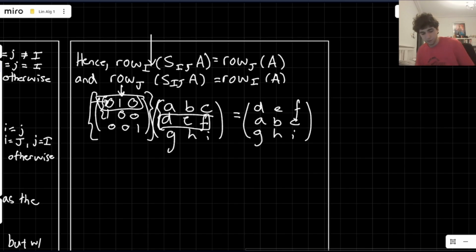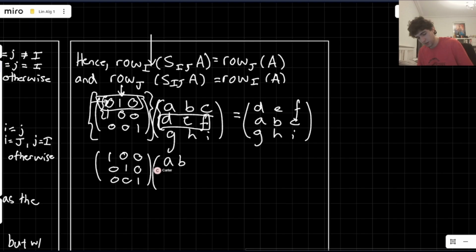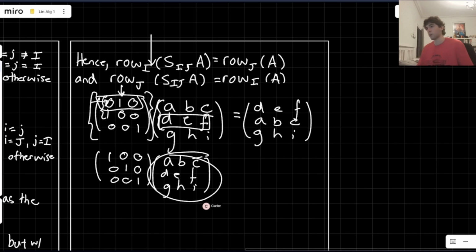So effectively, if I had just a typical identity matrix 1 0 0, 0 1 0, 0 0 1, and I had this 3 by 3 matrix A B C, D E F, G H I, right? When I do this, obviously I'm just going to get this matrix back. This is something we looked at in a previous video, right?